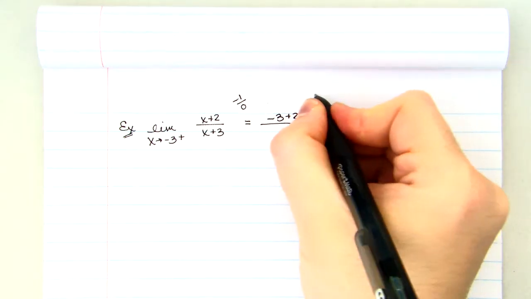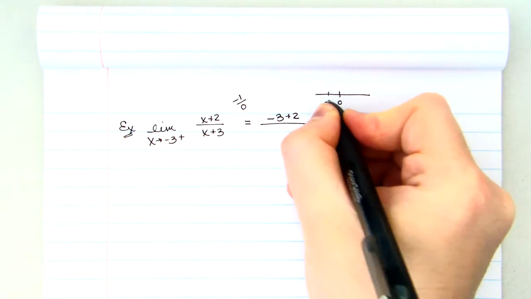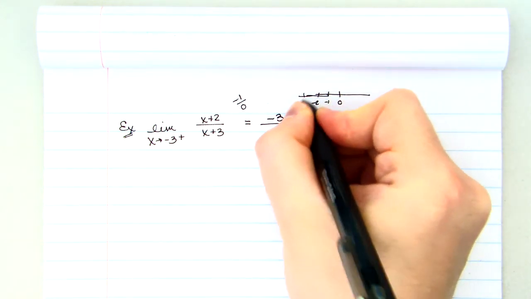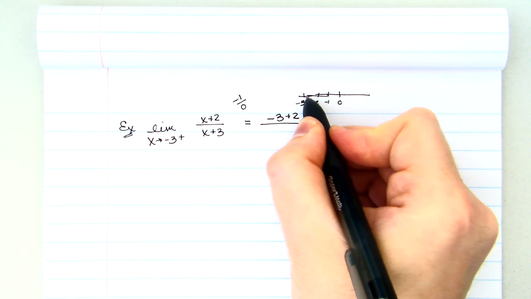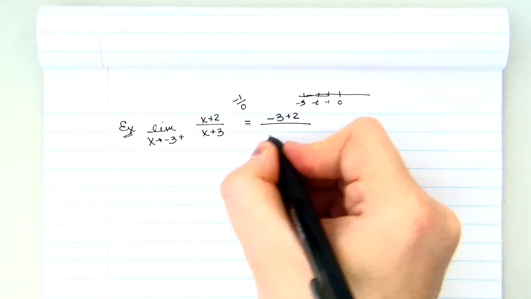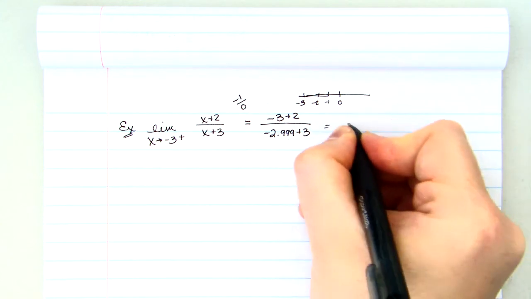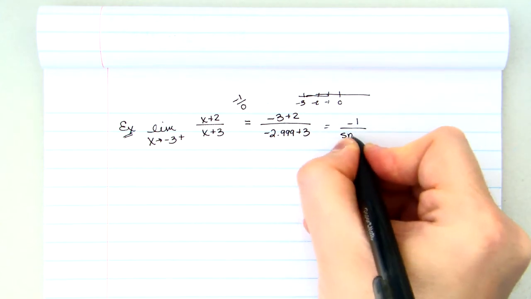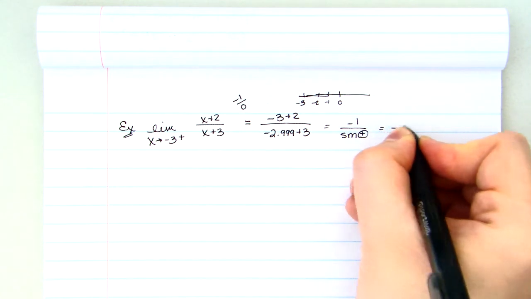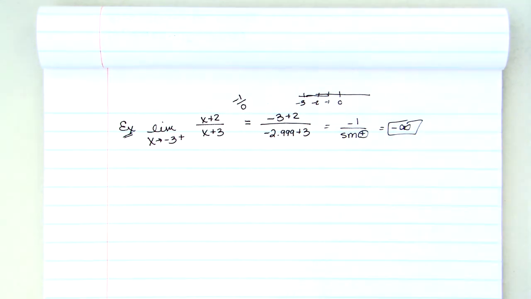And if you didn't, think about how the number line works. 0, negative 1, negative 2, negative 3. If we're a little to the right of negative 3, yeah, that's negative 2.99999. This is negative 1 over a small positive. So I think you're going to say negative infinity.